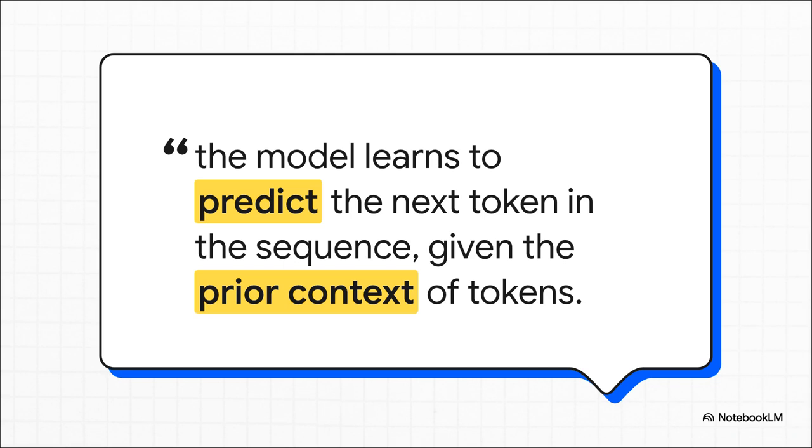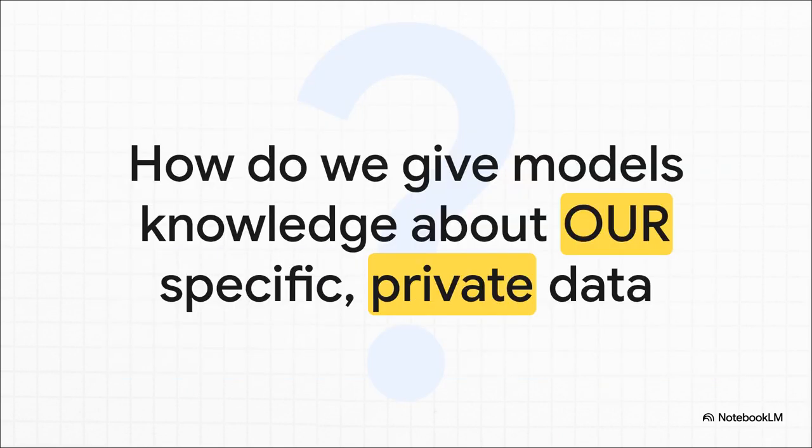A token is basically a word or a piece of a word. By just learning to predict the next token over and over again across trillions of words, these models build this incredibly rich internal map of grammar, facts, reasoning, and even things like tone and style. It's wild. So this brings us to a huge practical problem, right?